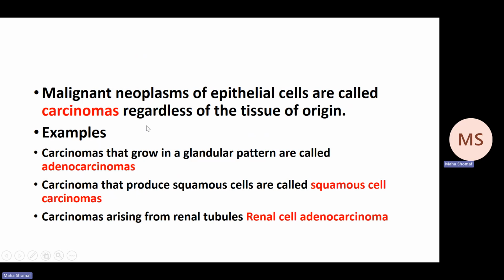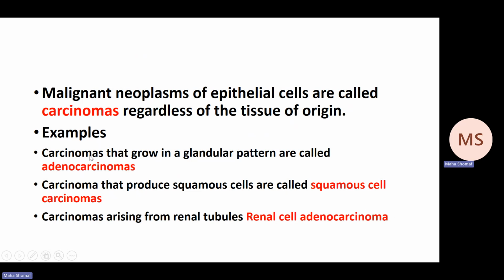Malignant neoplasms of epithelial cells are called carcinomas, regardless of the tissue of origin. For example, carcinomas that grow in glandular structures or patterns are called adenocarcinomas. Carcinomas that produce squamous cells are called squamous cell carcinoma. Carcinomas that arise from renal tubules are called renal cell adenocarcinoma.